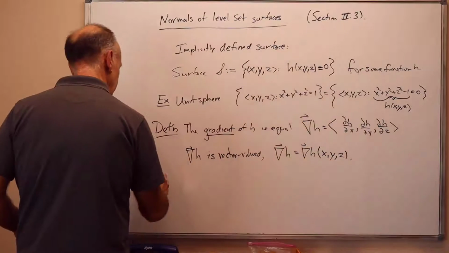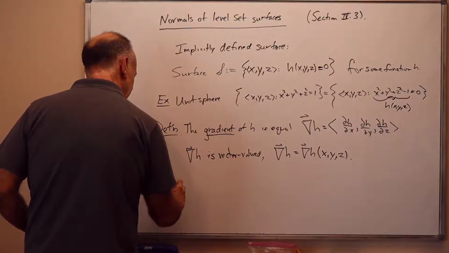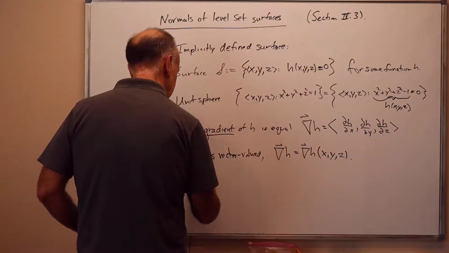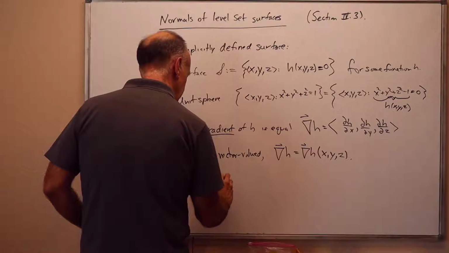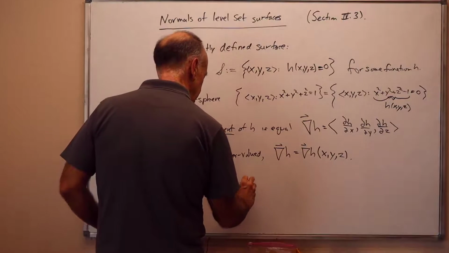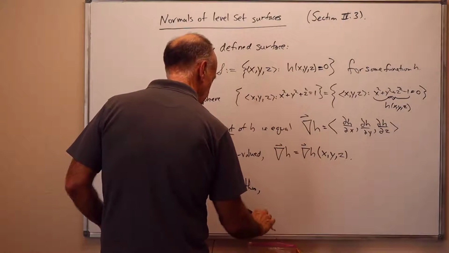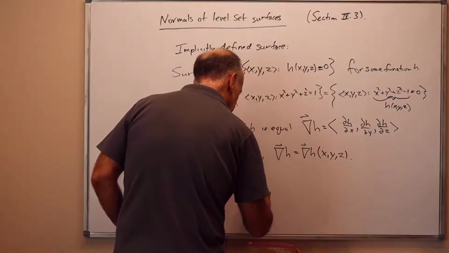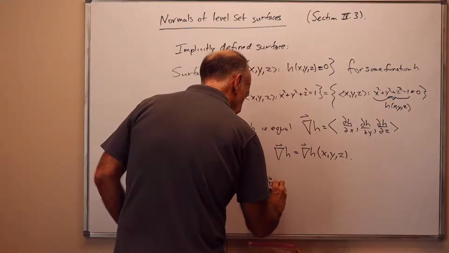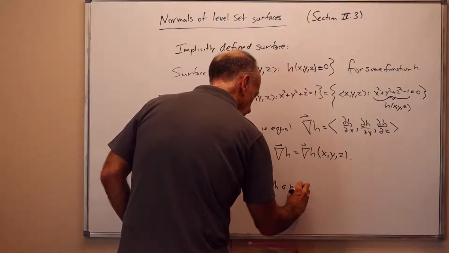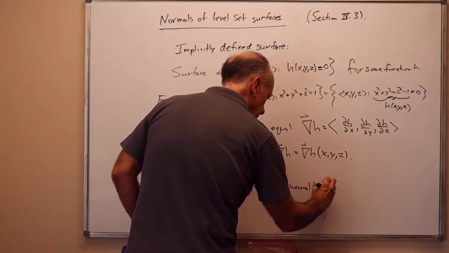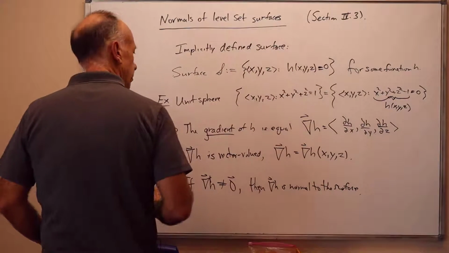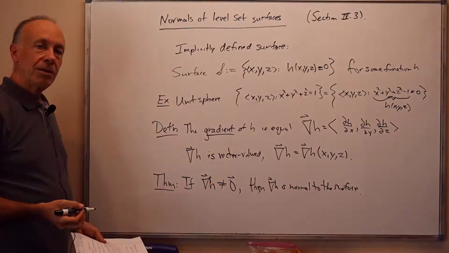And the theorem here is that for well-behaved surfaces, I'm not going to try to define everything that carefully, if the gradient of h is non-zero, then the gradient of h is normal to the surface. So we can use this to compute normal vectors.